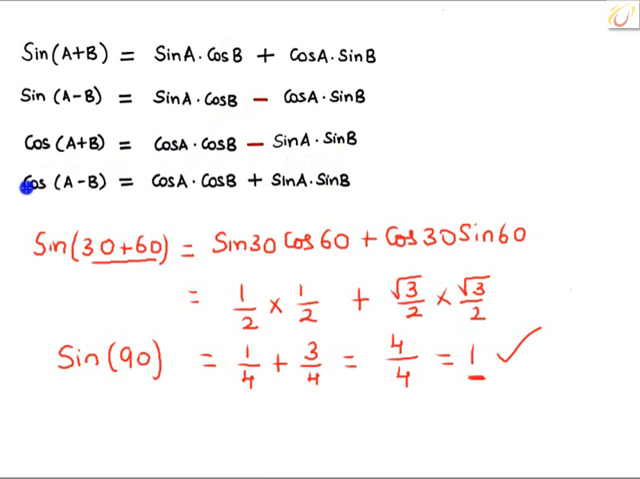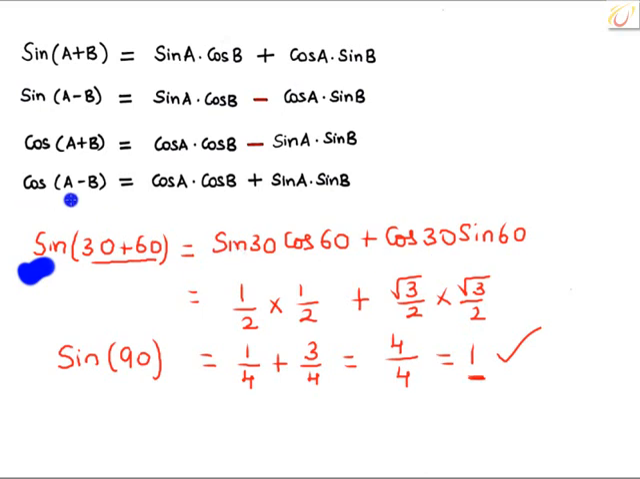Cos A plus B will be cos A multiplied by cos B minus sin A multiplied by sin B. You can check out whether these formulas stand true or not by using the technique which we used here. So you can use cos 30 plus 60 will be cos 30 multiplied by cos 60 minus sin 30 multiplied by sin 60. So you can try it out on your own.